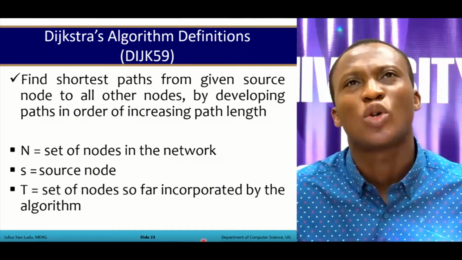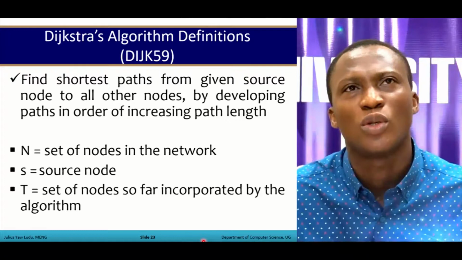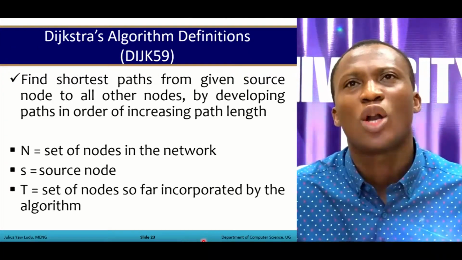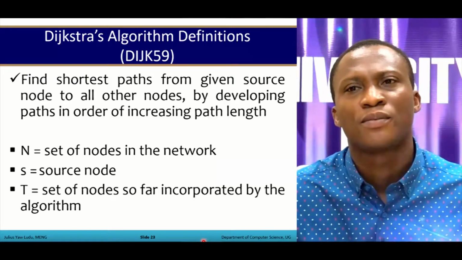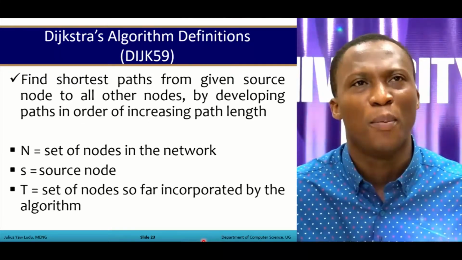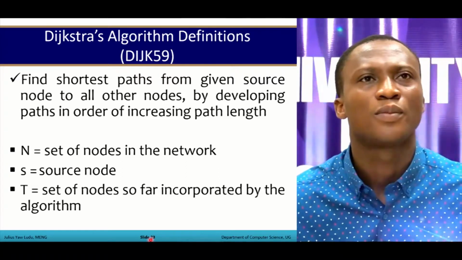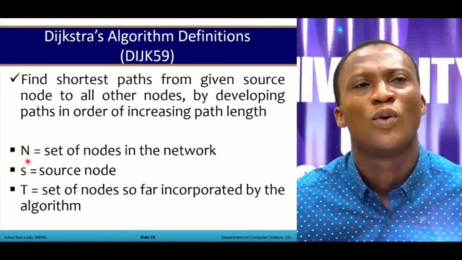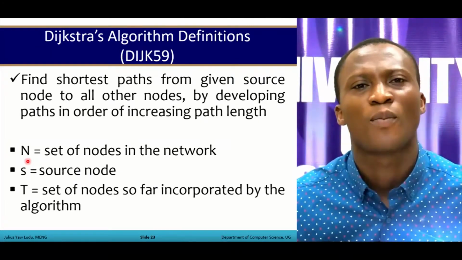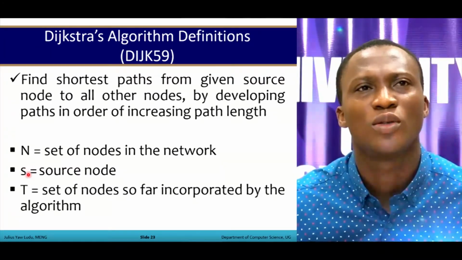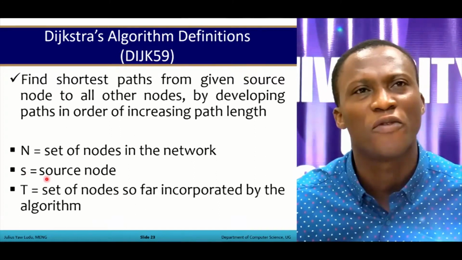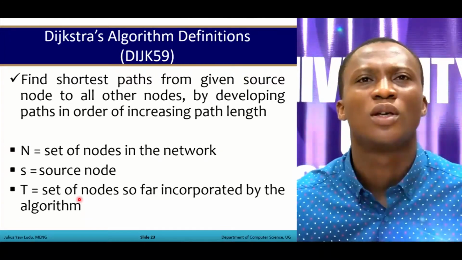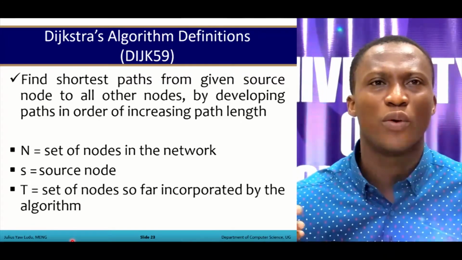It's still about finding the shortest path from a given source node to all other nodes by developing a path in order of increasing path length. So in the algorithm, we have big N, which is a set of nodes in a network. We have S, which is the source node where the packet is moving from. Then we have T, which is the set of nodes so far incorporated by the algorithm.